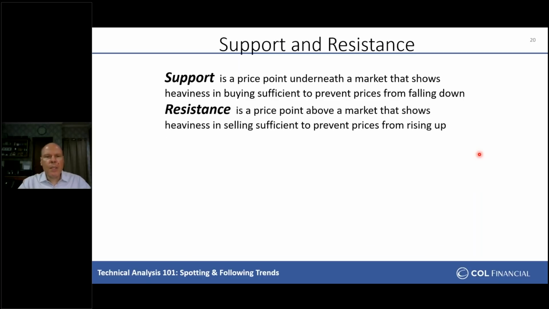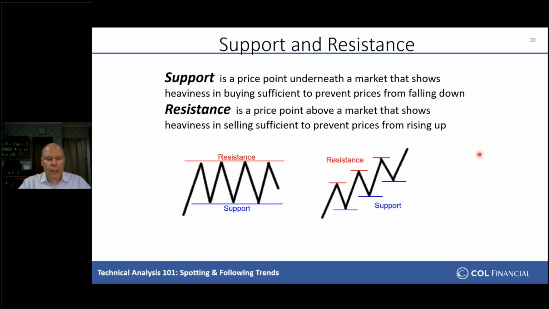Okay, let's start with the basic building blocks of what technical analysis will help us with. So let me introduce the notion of support and resistance. In order for us to study a trend, we have to start from the stepping stone of a trend. And this is what this is all about.